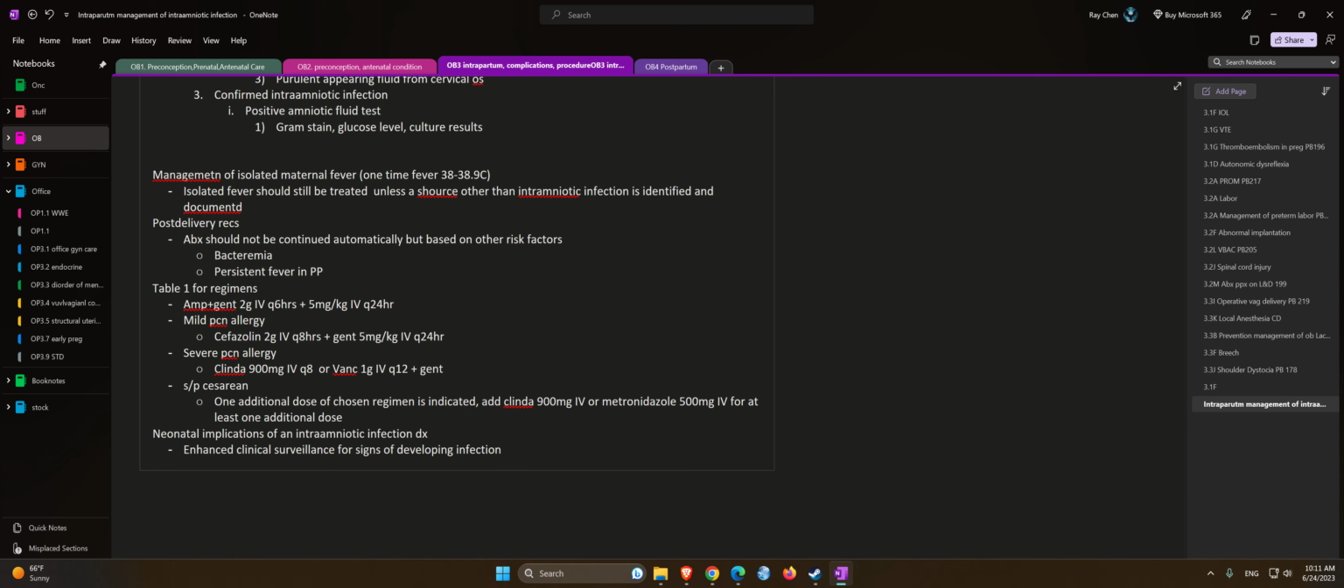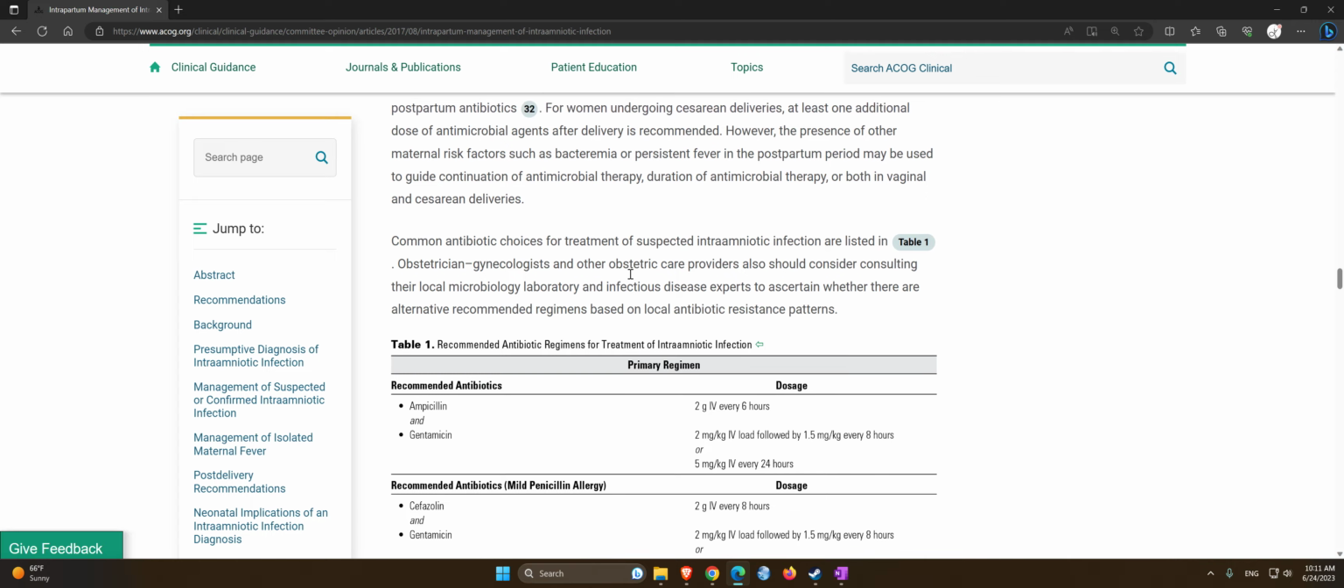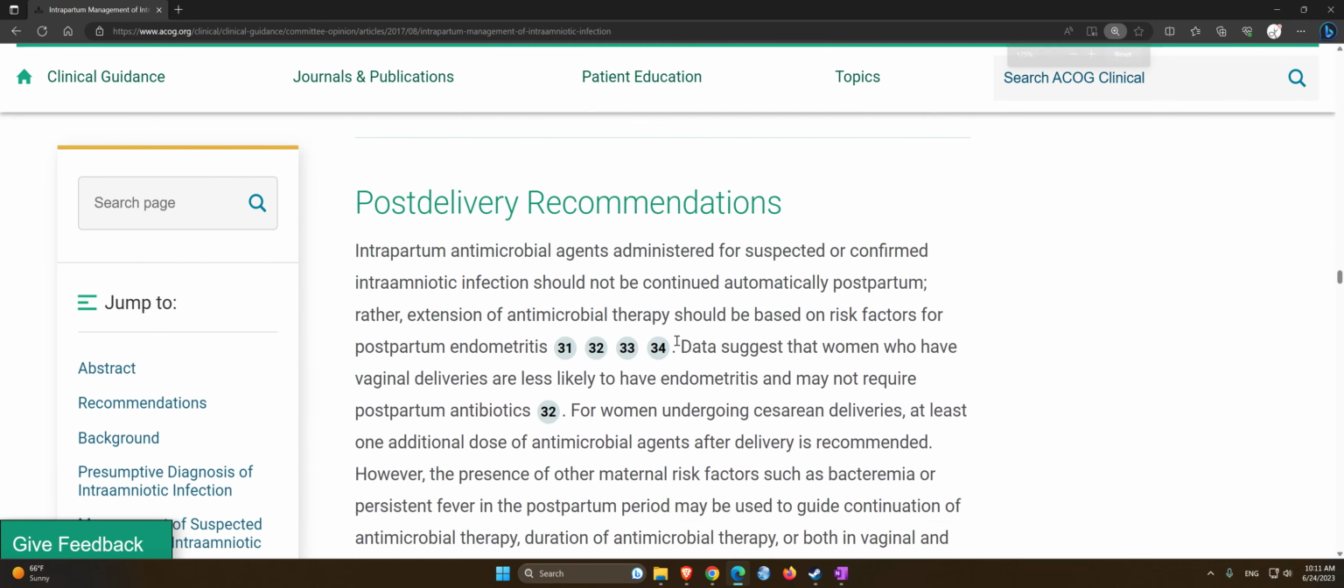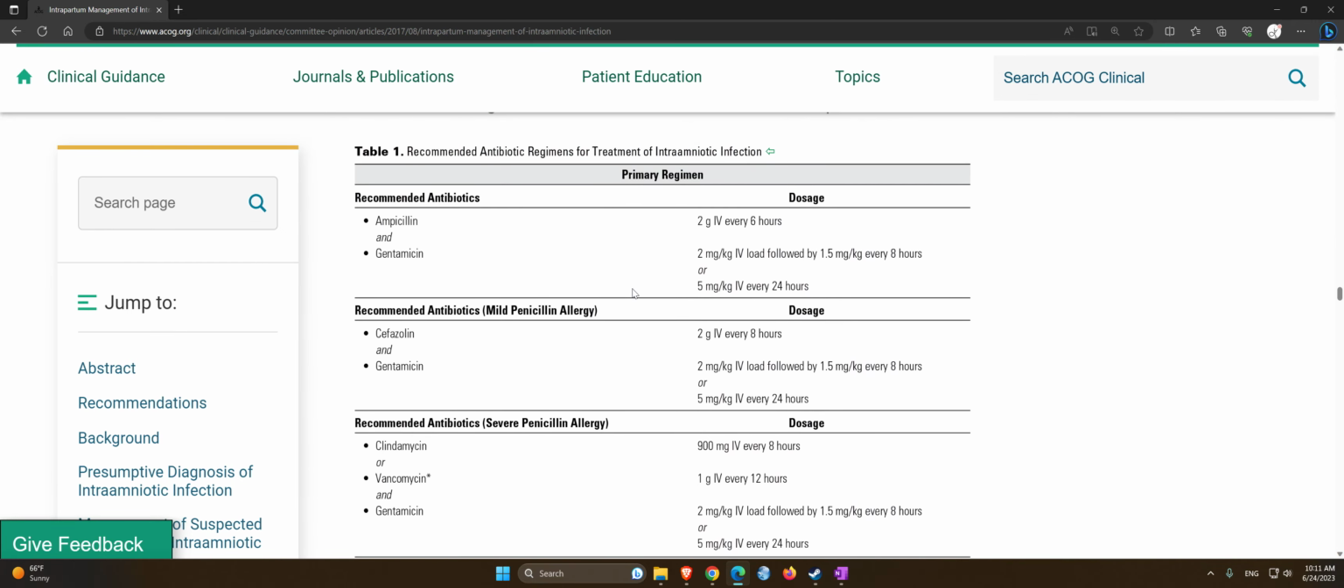Alright, so table 1 for regimen of treatment. The recommended antibiotics is ampicillin plus gentamicin. Dose: 2 gram IV every 6 hours for ampicillin. Gentamicin, I like to use the 5 mg per kg IV every 24 hours.